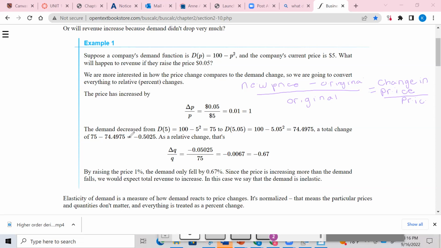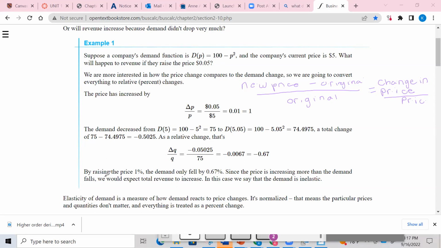Then the demand decreased from D of 5, which was 75, to D of 5.05, which is 74.95. That's a total change of negative 0.05025. Again, if we write the relative change, we write the change in demand over the original demand, and they often use Q to represent the demand function as well. So that would be negative 0.05 over 75, which is negative 0.0067. If I change it to a percent by multiplying by 100, I get negative 0.67.